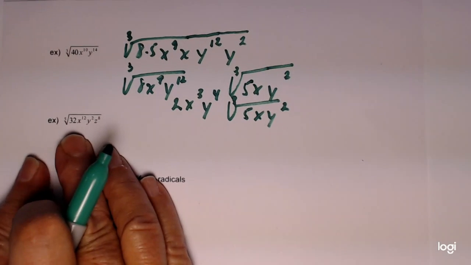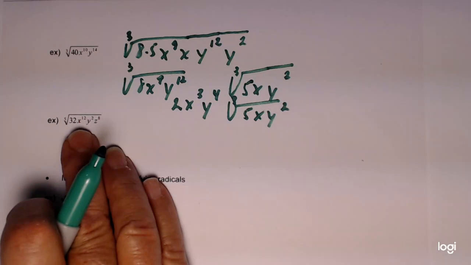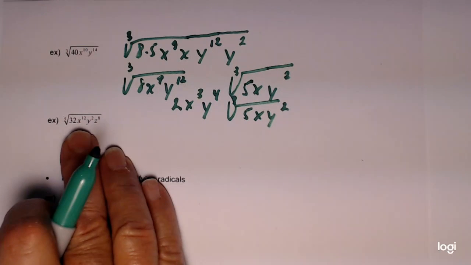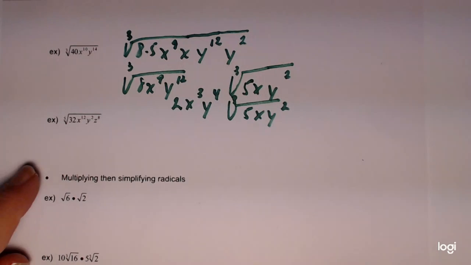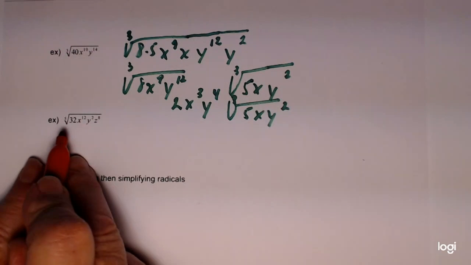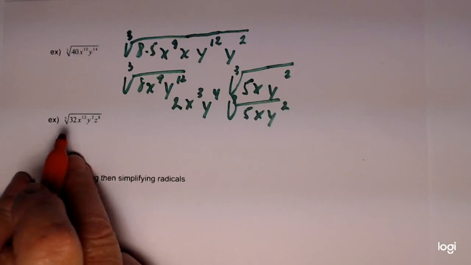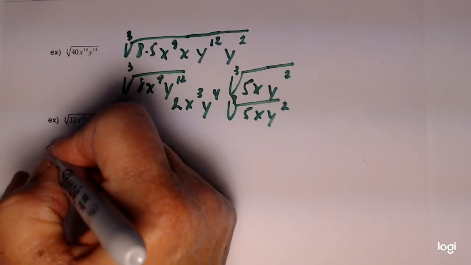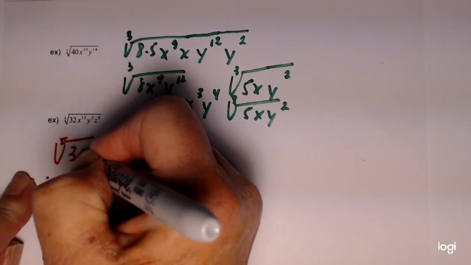Next example, we have a fifth root. So we're going to be looking for exponents that can be divided by 5. I'm going to change colors here. So let's take a look. 32, as it turns out, 32 is 2 to the power of 5. So that's a perfect power of 5. So I'm going to leave the 32 there.